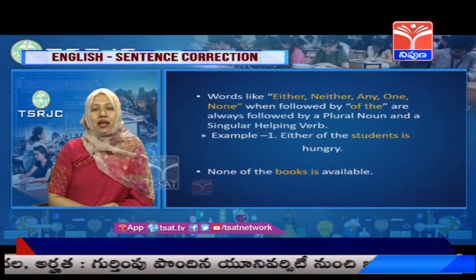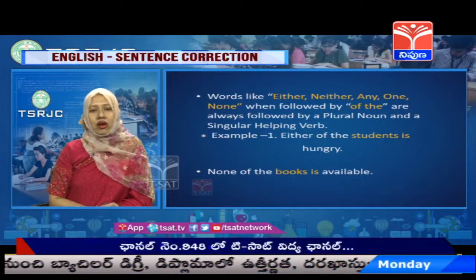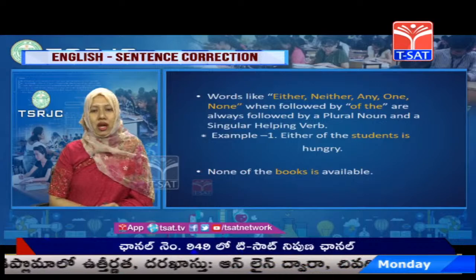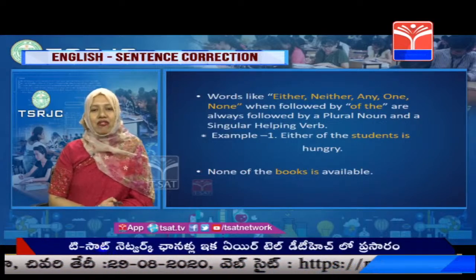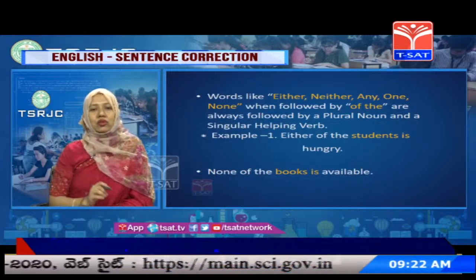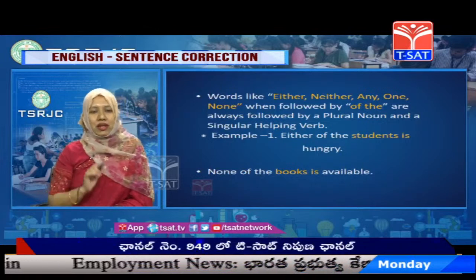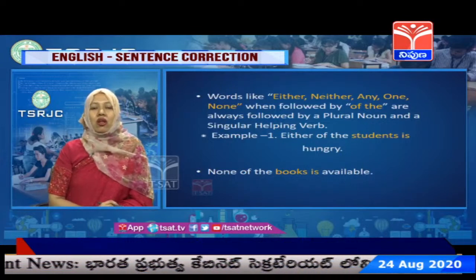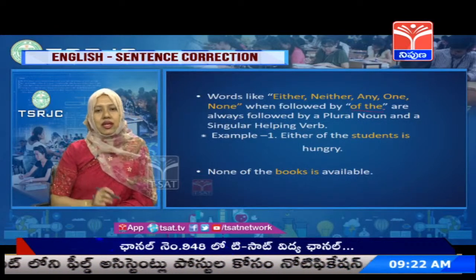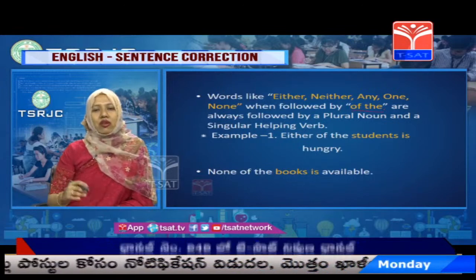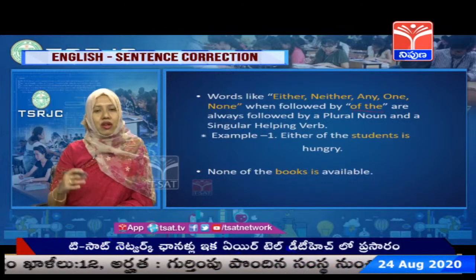Now words like either, neither, any one, none, when followed by of the, are always followed by a plural noun. Remember, either, neither, any one, none, these all are used in the subject place. When they are used at the beginning of the sentence, always they should be followed by of the: either of the girls, neither of the boys, any one of the students, none of the students.